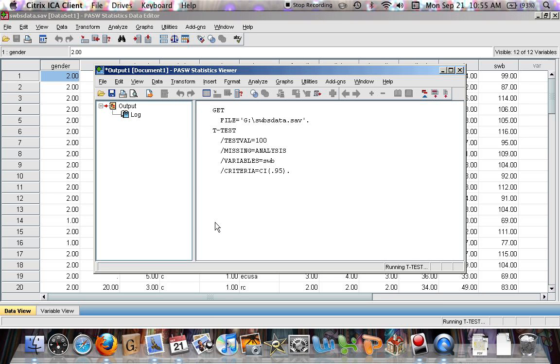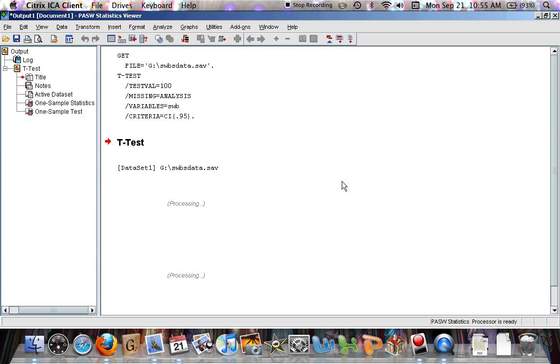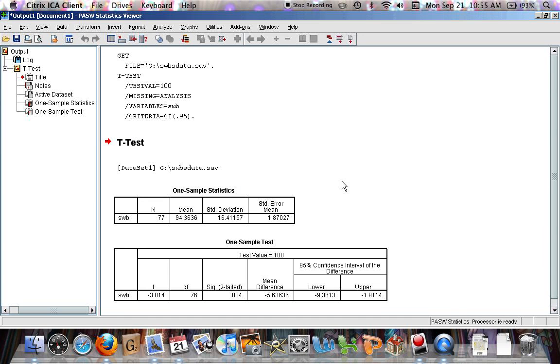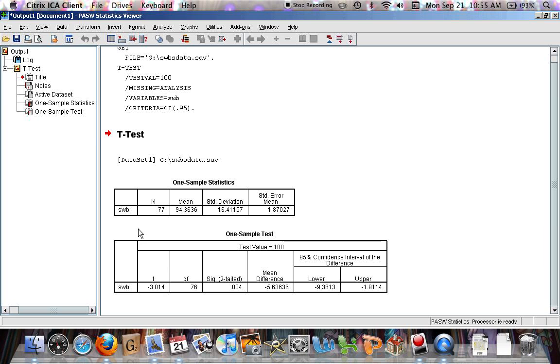You get an output file here. And then it runs your t-test for you. I often maximize the window so I can see what all's going on. And here we go. Here's your output. It tells you how many people were in your sample, 77.